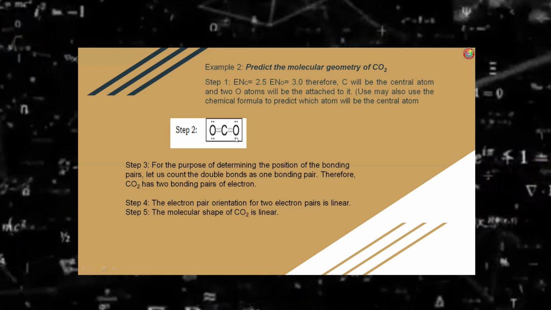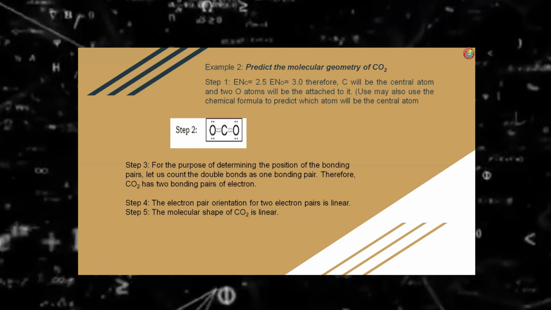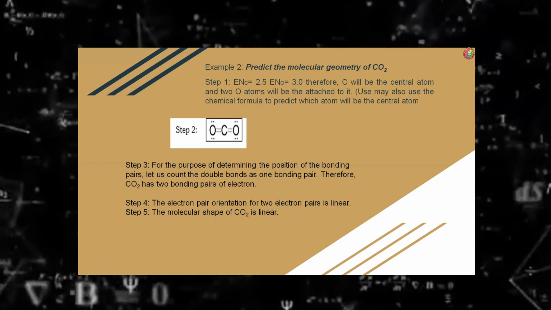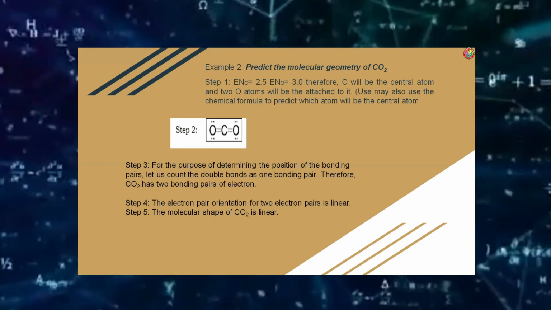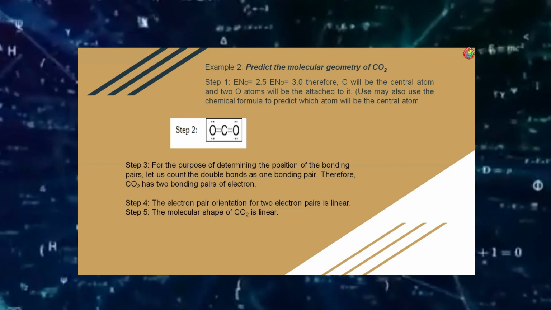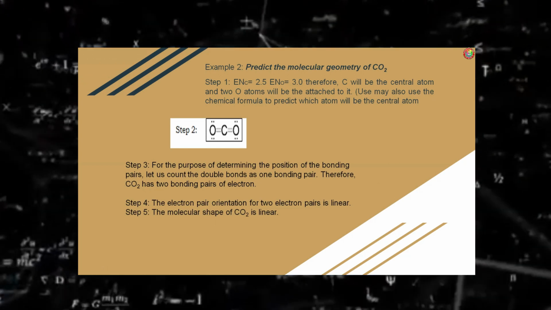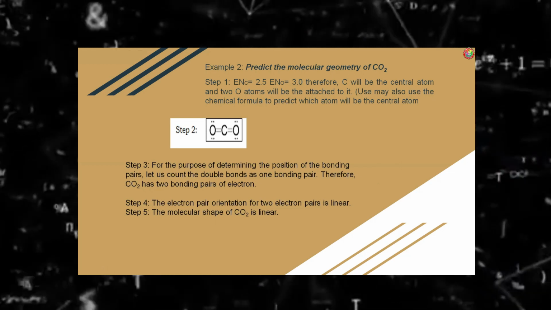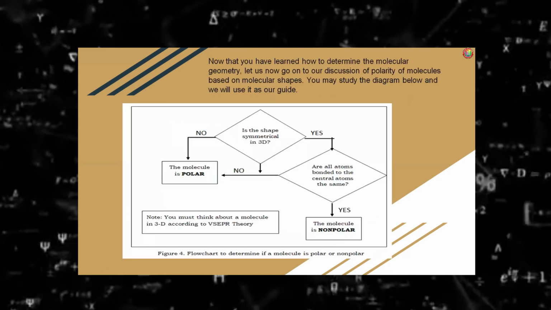Step 3. For the purpose of determining the position of the bonding pairs, let us count the double bonds as one bonding pair. So therefore, carbon dioxide has 2 bonding pairs of electrons, the 2 double bonds. Step 4, the electron pair orientation for 2 electron pairs is linear. So the molecular shape of carbon dioxide is linear.